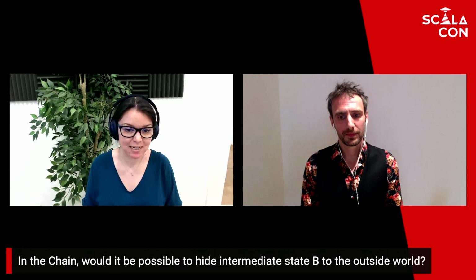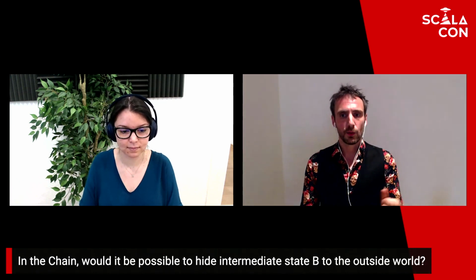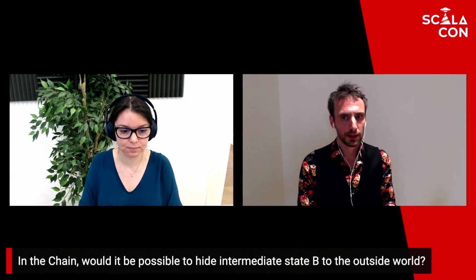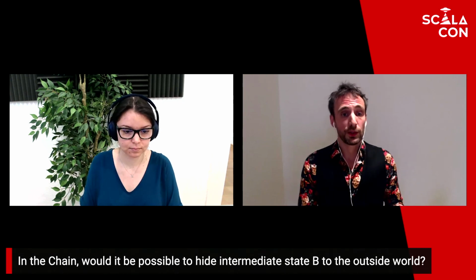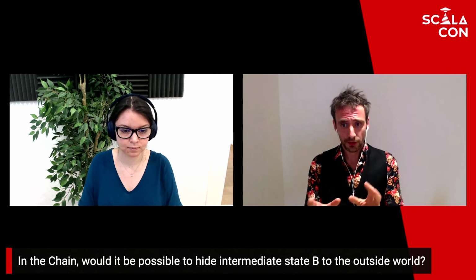Okay, our next question is, in the chain, would it be possible to hide intermediate state B to the outside world? It kind of is, isn't it? Because when you have a value of type chain, the only type parameters that you have are A and C. So provided you have a chain, you know A, you know C, but you do not know B. So that's one possible interpretation of that question. And if my interpretation of the question was correct, then this should answer it.